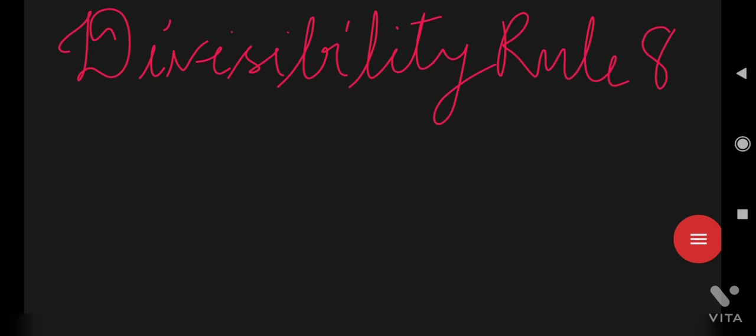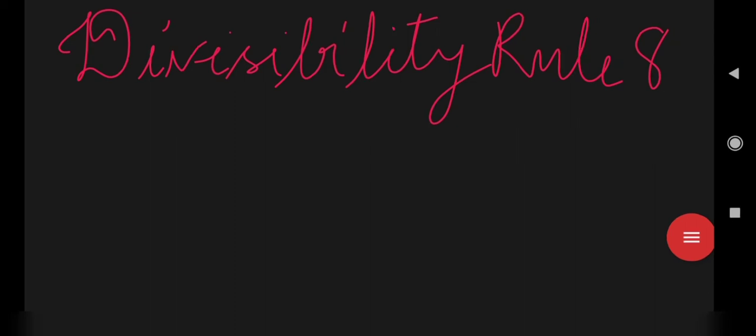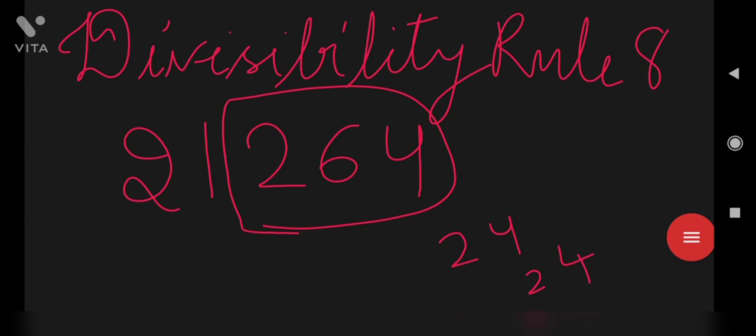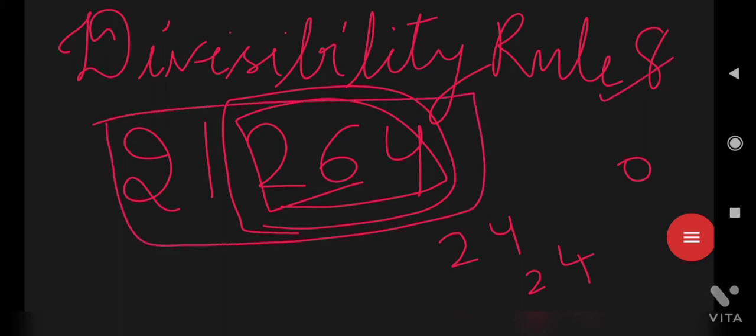Divisibility rule of 8. If the last 3 digits of a given number are divisible by 8, then the number is completely divisible by 8. For example, let us take 21264. So these are the last 3 digits, and try to divide them by 8. 8 3s are 24, and then again 2 4, 8 3s are 24, then it is 0. So the last 3 digits are divisible by 8, and the whole number 21264 is divisible by 8.